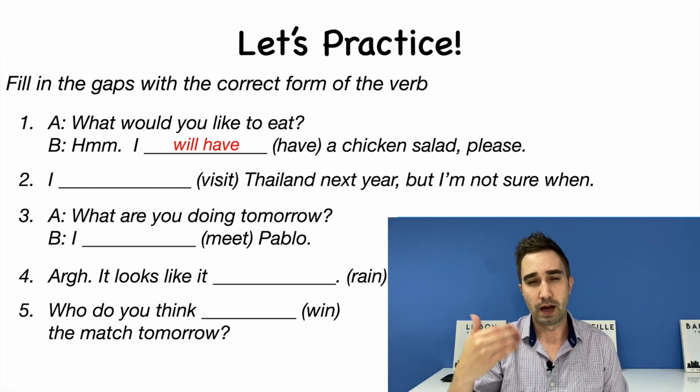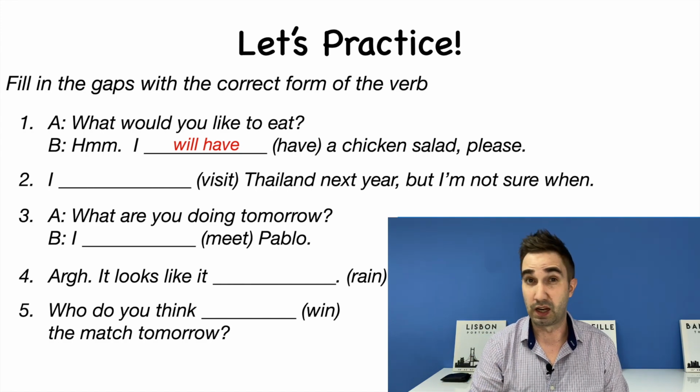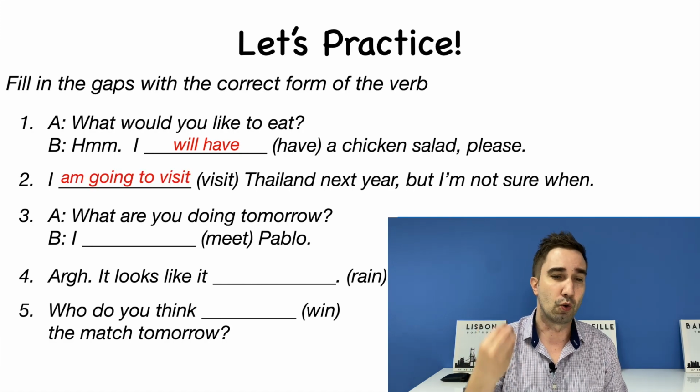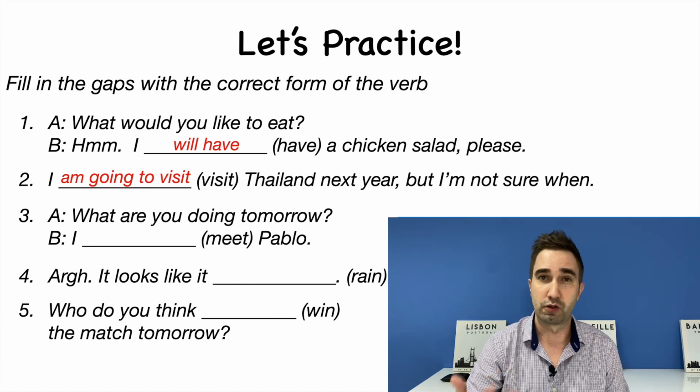Number 2, I'm blank, visit Thailand next year, but I'm not sure when. So to me, this feels like an intention, right? Something that I want to do, something that I have already decided to do. So I'm going to use going to here. I am going to visit Thailand next year, but I'm not sure when.